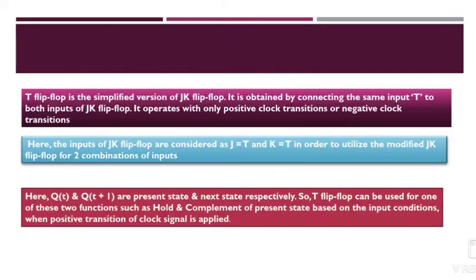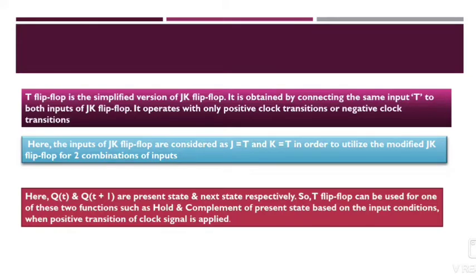T flip-flops. The T flip-flop is the simplified version of JK flip-flop. It is obtained by connecting the same input T to both inputs of JK flip-flop. It operates with only one positive clock transition or negative clock transition. Here the inputs of JK flip-flop are considered as J equal to T and K equal to T.